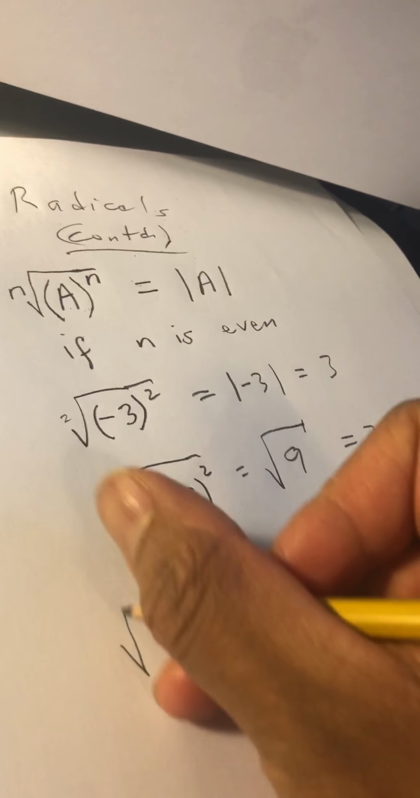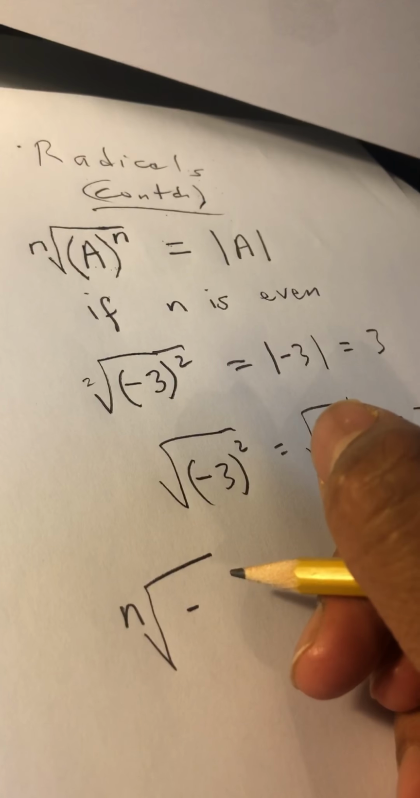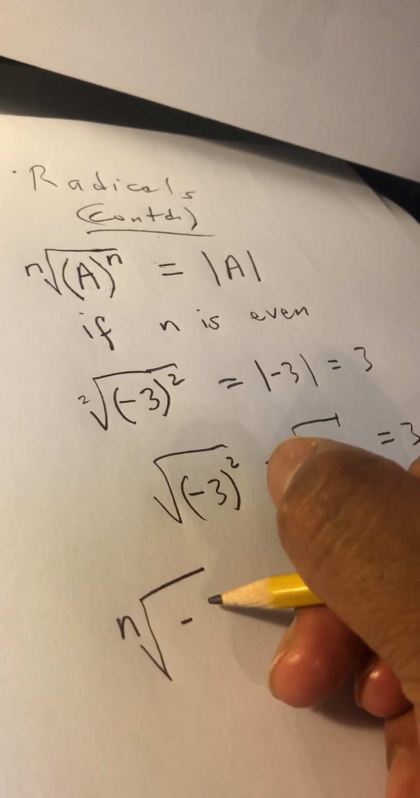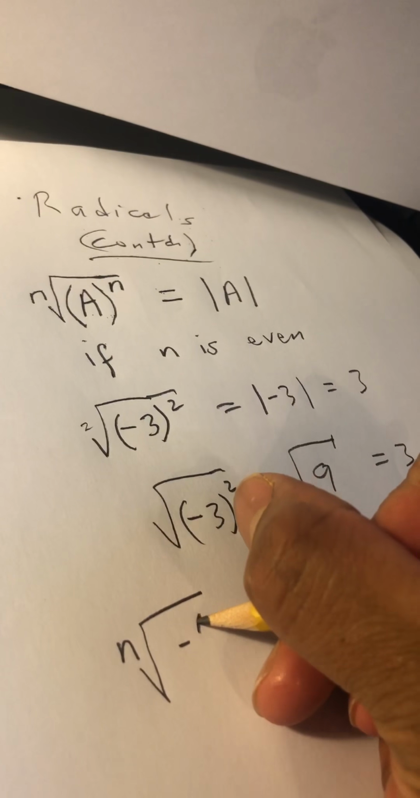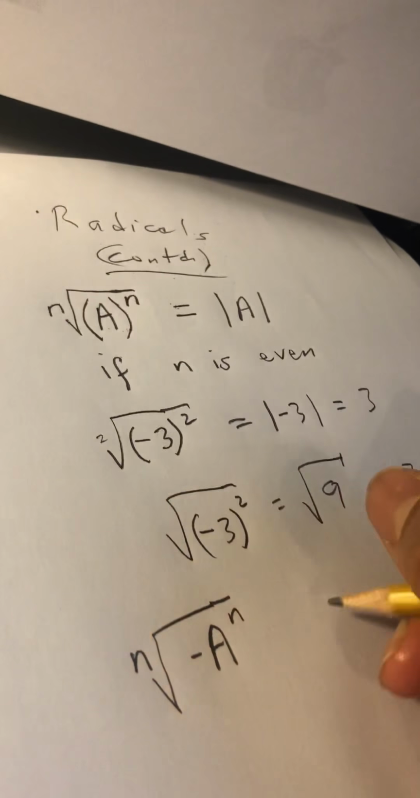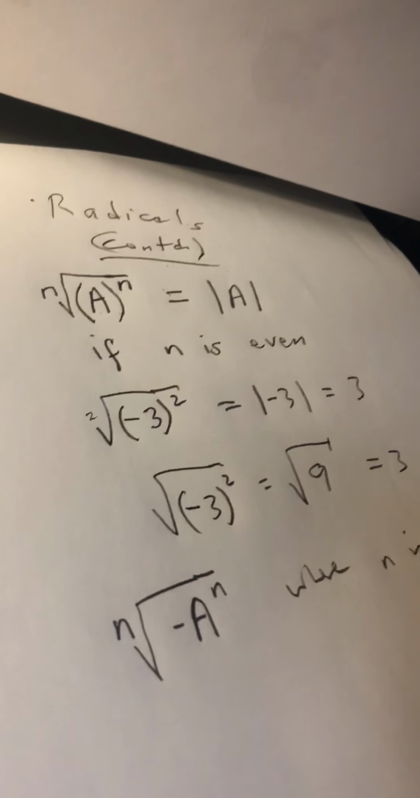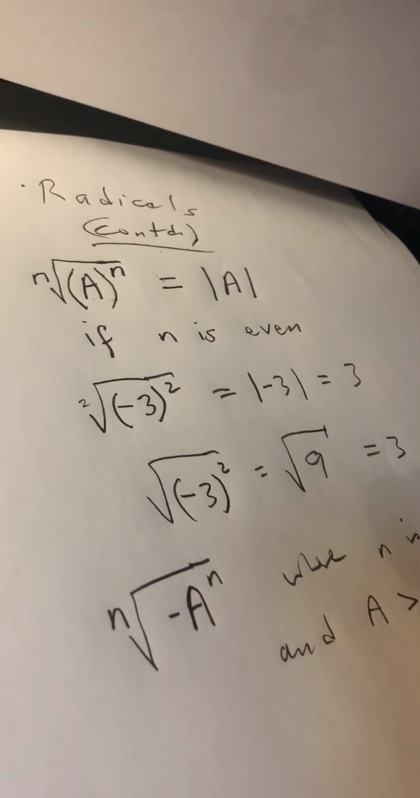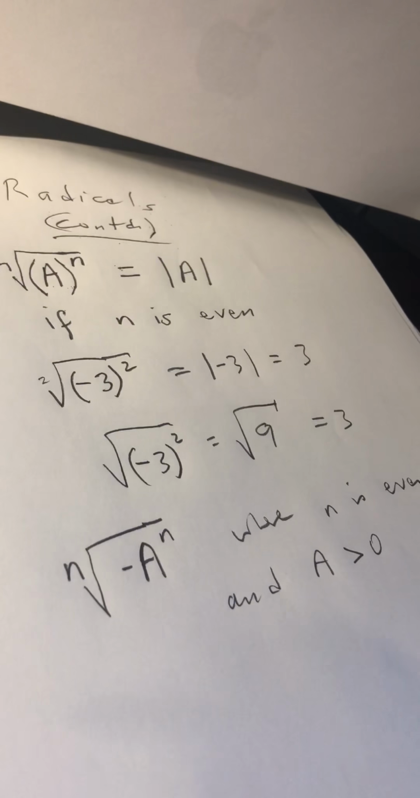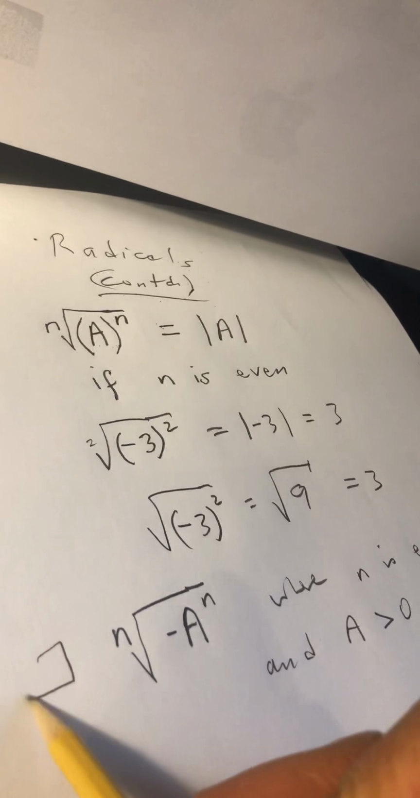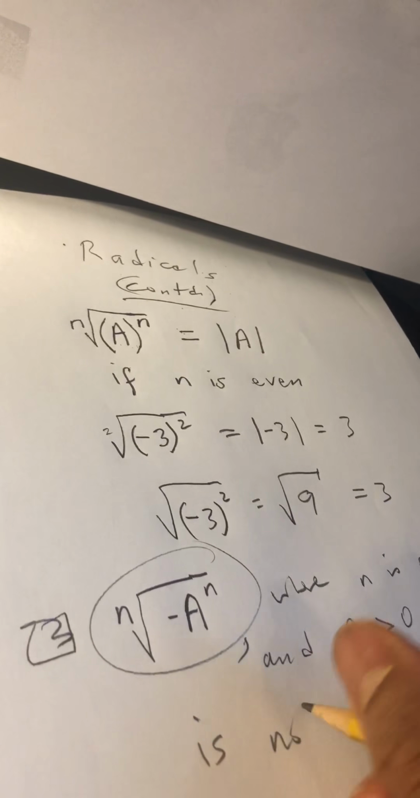But note that if I have the nth root of negative a to the n, where n is even and a is greater than 0, in other words, just take some number a, take the opposite of it, and try to take the nth root of negative a to the n, then in this case it is not a real number.